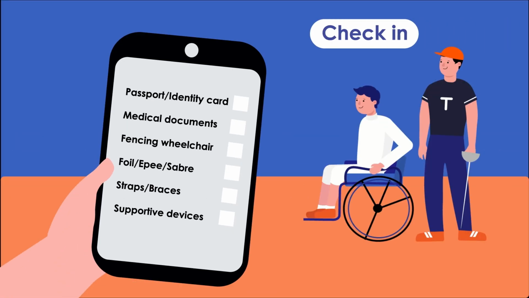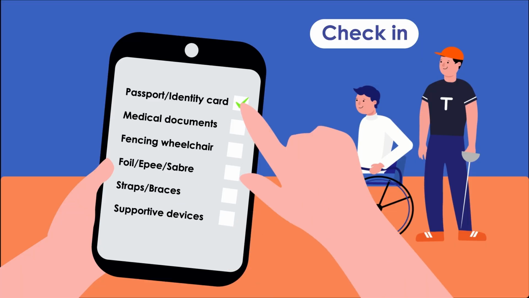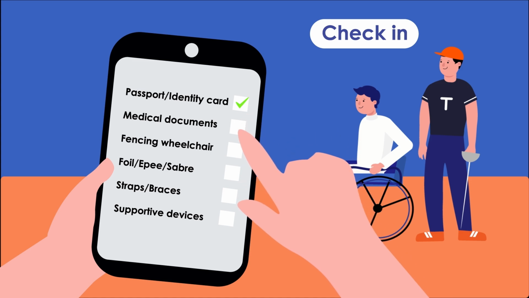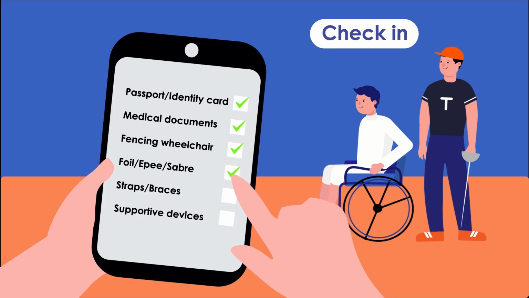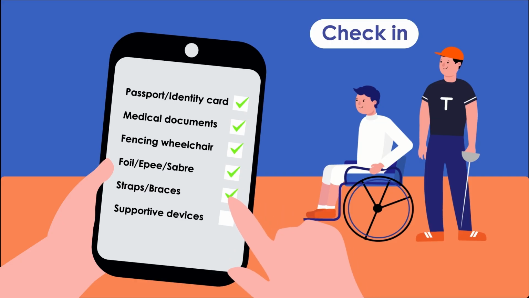When coming to their evaluation session, the athlete must bring the following items which will be checked by the chief classifier during the check-in. Their passport or identity card. The medical documents that were submitted when they applied for classification. Their fencing wheelchair. Their foil, épée or saber. Any straps and braces they may need to use during competition. Any supportive devices they may need to use during competition.